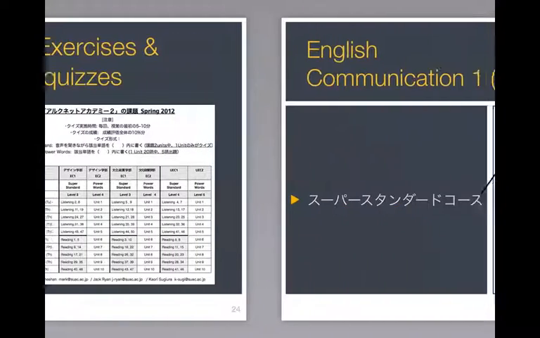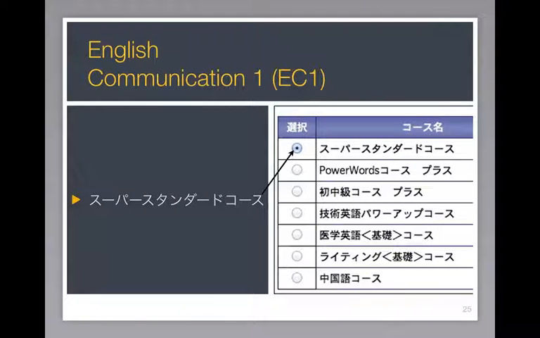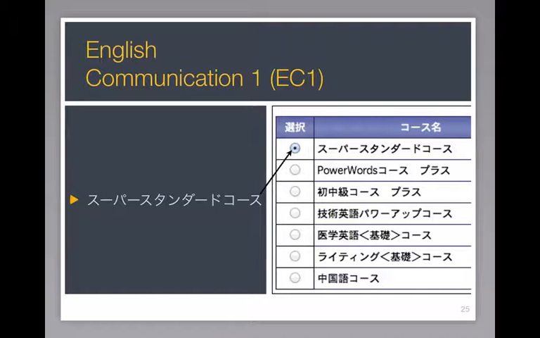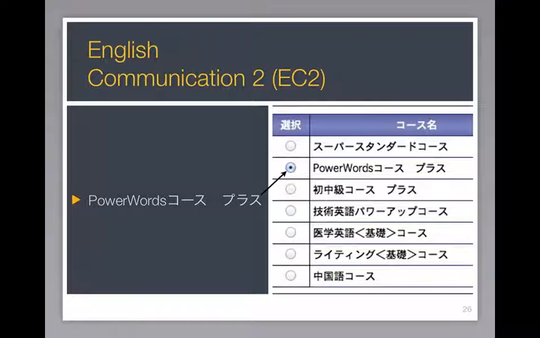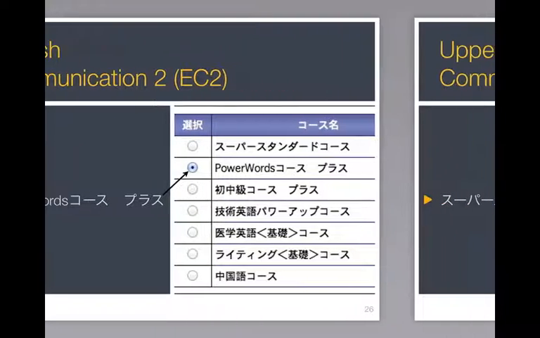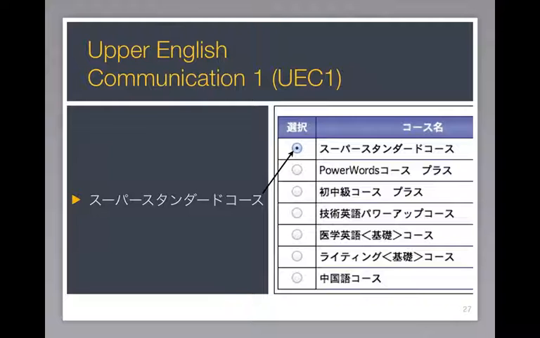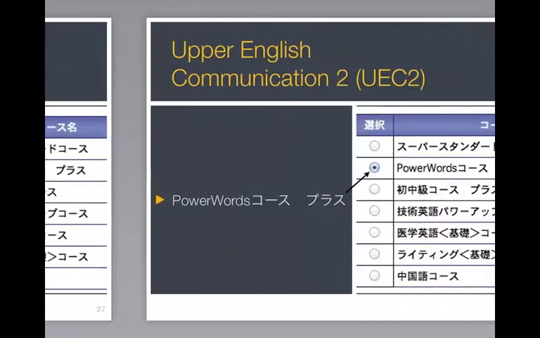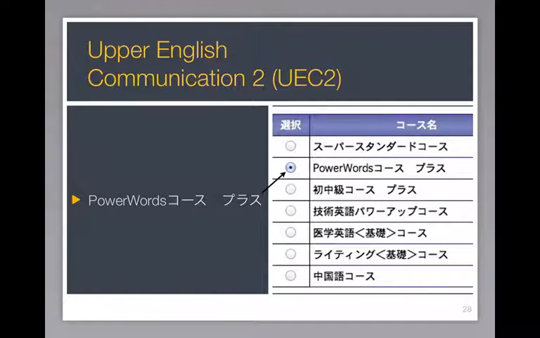English Communication 1 has super standard course exercises. And English Communication 2 has power words exercises. I will log into ALC again to show you the system and then finish up the slideshow. Upper English Communication 1 has super standard and Upper English Communication 2 has power words.